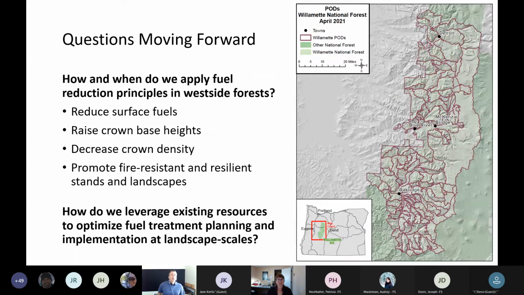So I think the big questions moving forward are how and when should we apply these different fuel reduction principles in our west side forests, and how do we leverage existing resources like pods planning frameworks that we see over here on the right in order to optimize our fuel treatment planning and implementation at larger landscape scales.